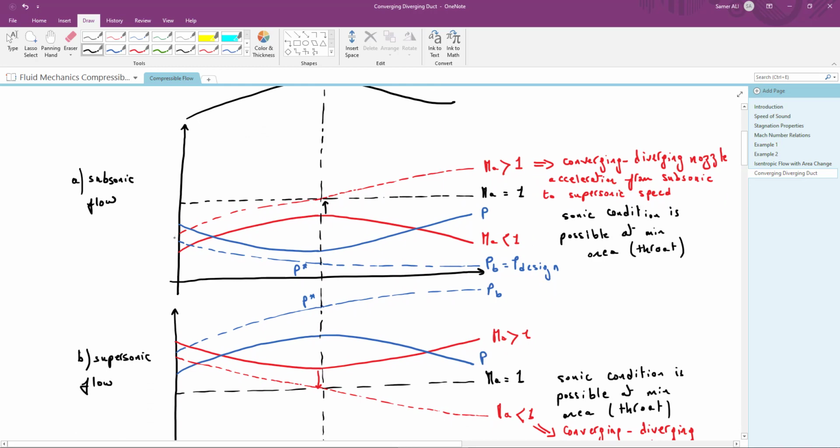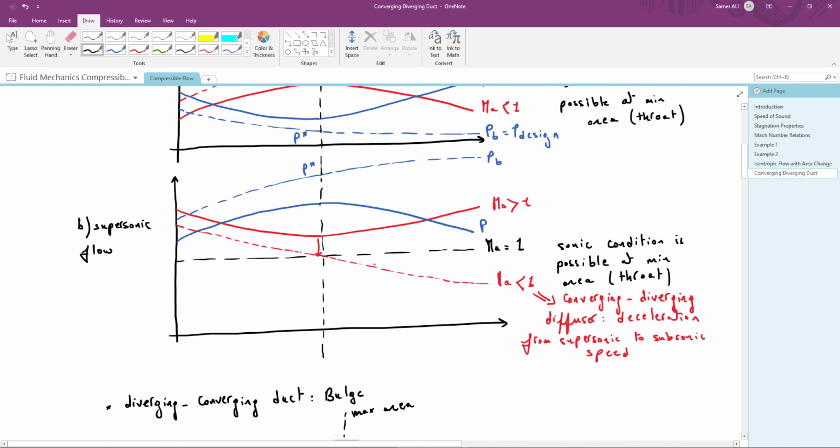So it can accelerate a subsonic flow up all the way to the supersonic condition, passing by the sonic condition at the minimum area. And also the converging diverging duct can act as a diffuser by decelerating a supersonic flow all the way to the subsonic condition at the exit of this converging diverging duct. And this is only possible because we have this possibility of sonic condition at the minimum area.